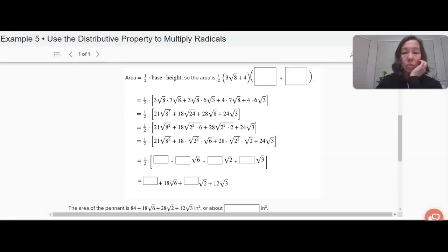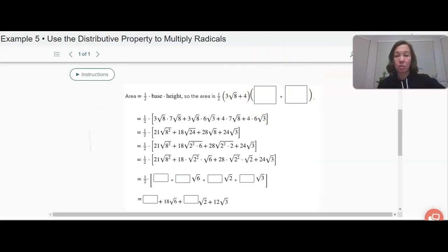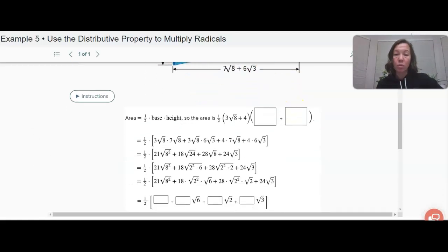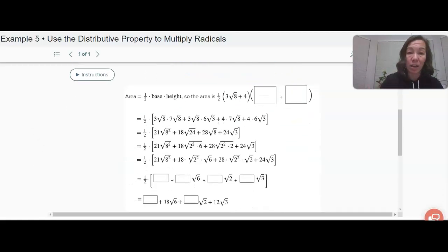All right, so 3 root 8 plus 4, and then here we're going to put 7 root 8 plus 6 root 3, which is this expression right here. Okay, so now if we want to multiply that, we're actually foiling that out.